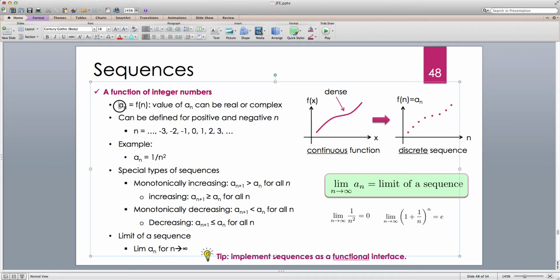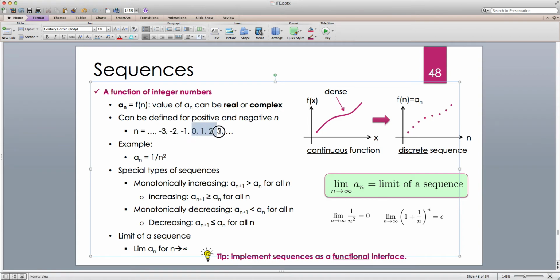We typically show them as f sub n or a sub n. So we use a subscript index for the sequence instead of writing them as f of x or f of n. The value of a sub n can be real or complex. So the sequence could be a sequence of integer numbers, which are always real, but then it can map them to real or complex numbers. Here we just consider real numbers, so the output of the sequence is also a real number. And it can be defined over positive or negative numbers, from negative infinity to positive infinity.